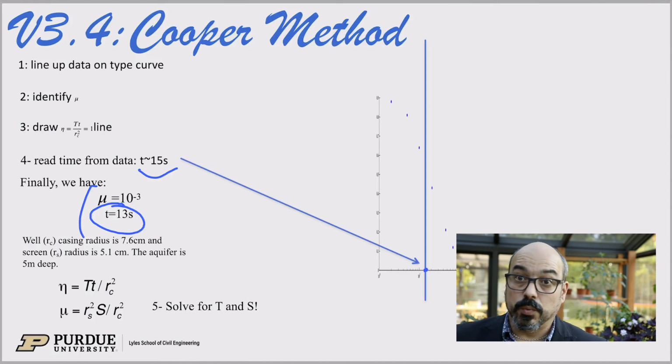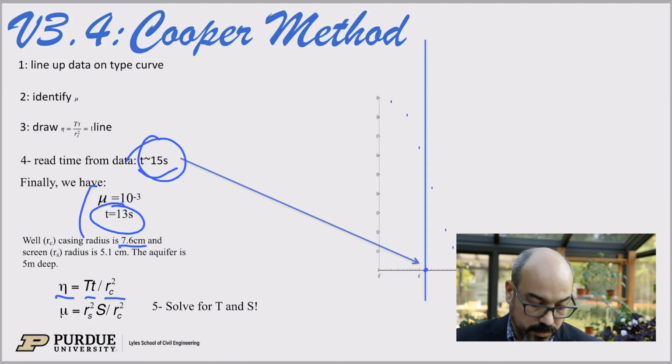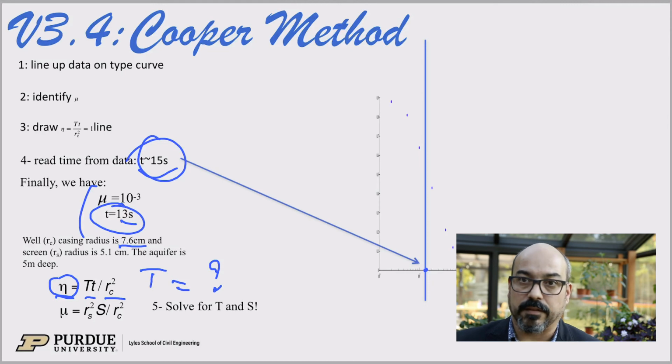So we do have mu, we do have t. We're good to go and plug it in some equations, right? So now we have everything. So look at this. We know the casing radius, presumably is given. It's actually given right here. We know the time, we just read it right here, or actually 13 seconds. So we know eta equals 1, because by definition, that's where we read that number. So now we can go ahead and calculate T equals, and I leave this as an exercise.